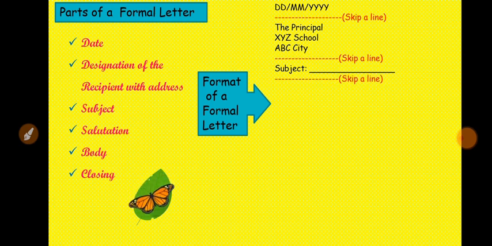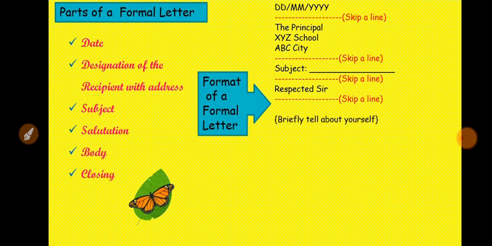Again, you'll skip a line because you're writing a new thing. Then you'll address. You'll write the salutation, respected sir, worthy sir. There are many ways of writing it. Then skip a line again, and then you will start the body of the letter. Now I am telling you the parts of the body of the letter.